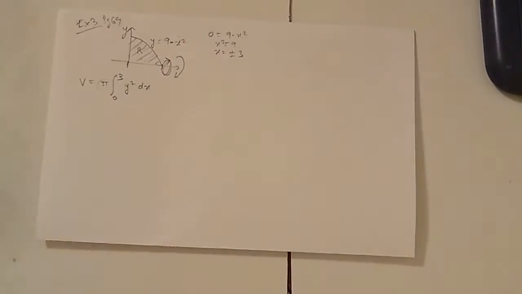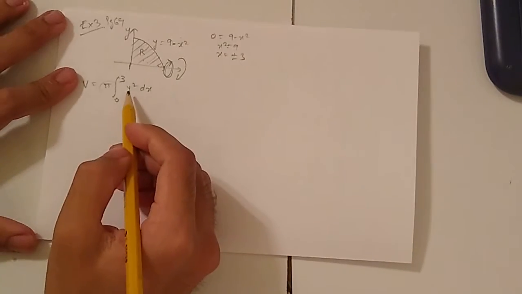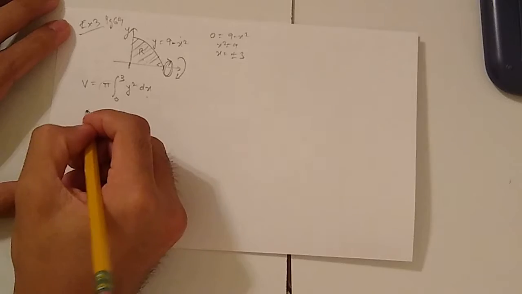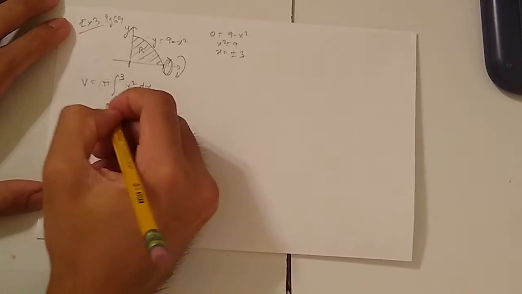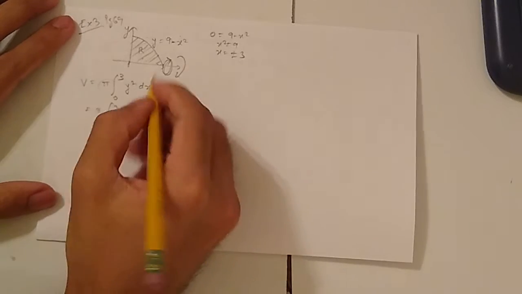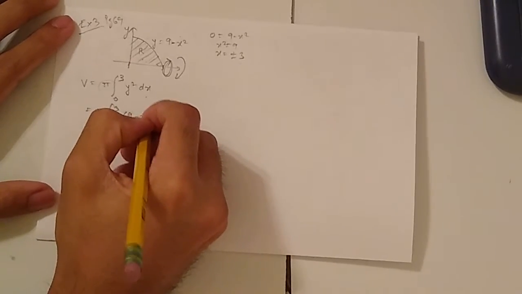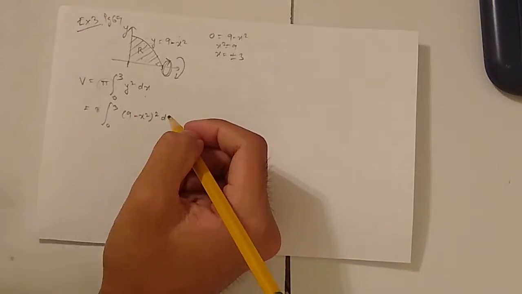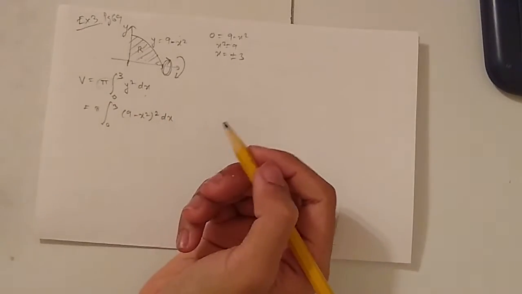So the higher limit is going to be 3. Now we can easily integrate this, y squared with respect to x. Substitute the expression for y. We get pi into the integral from 0 to 3 of (9 minus x squared) the whole squared, with respect to x.